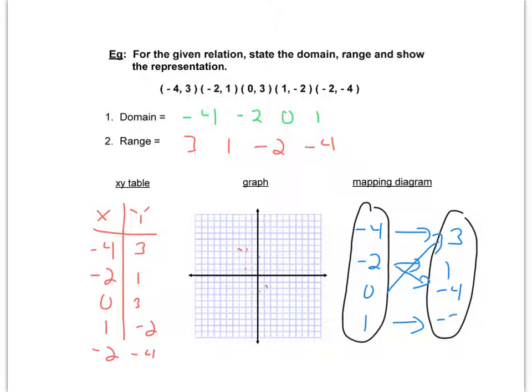So there's our mapping. So now you can see we have all the different ways that we can describe a relation except for the equation. There is no equation that matches this graph. But we have our domain and range. We have a table. We have a graph. Interesting graph. And we have mapping.